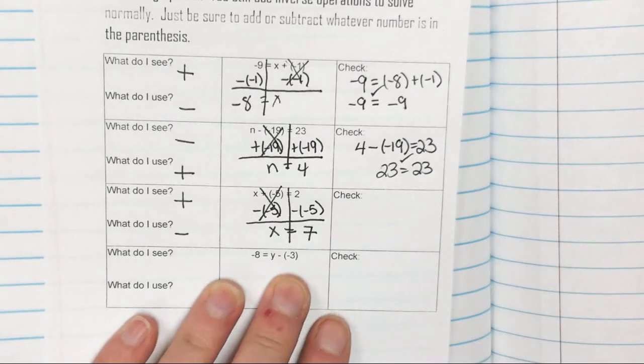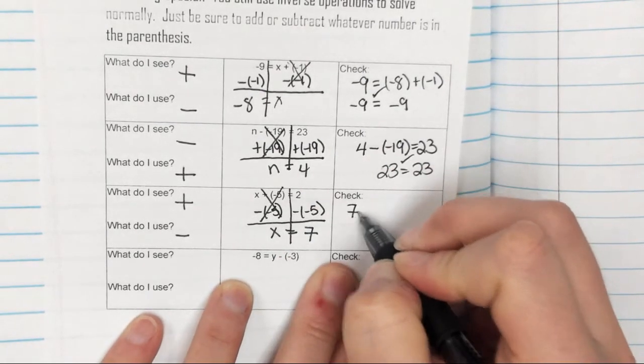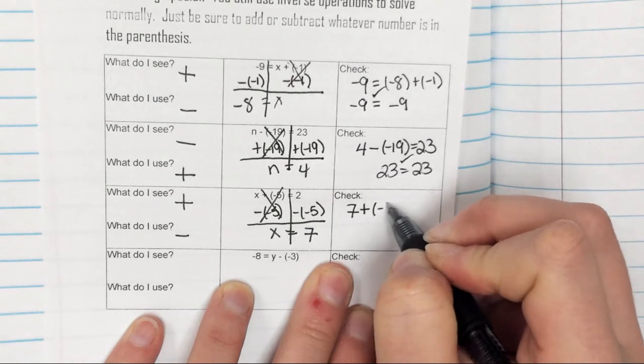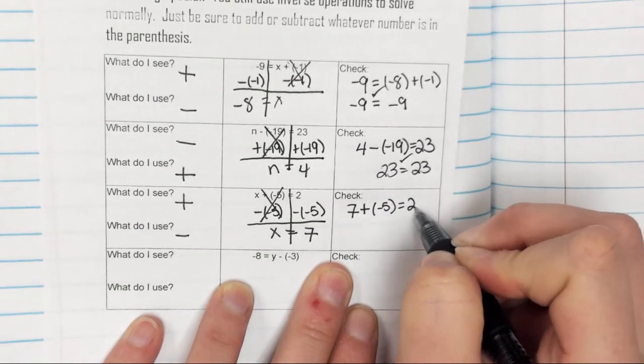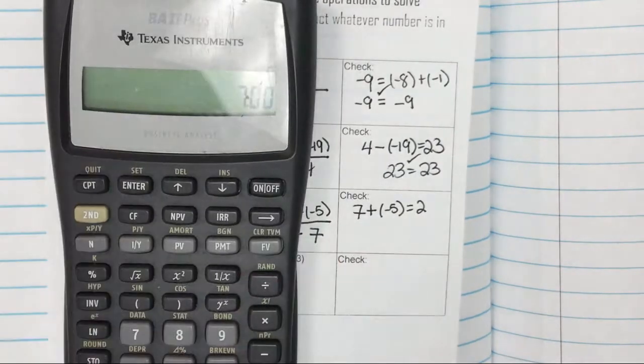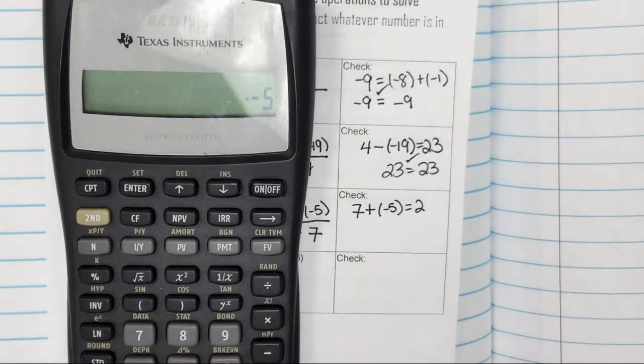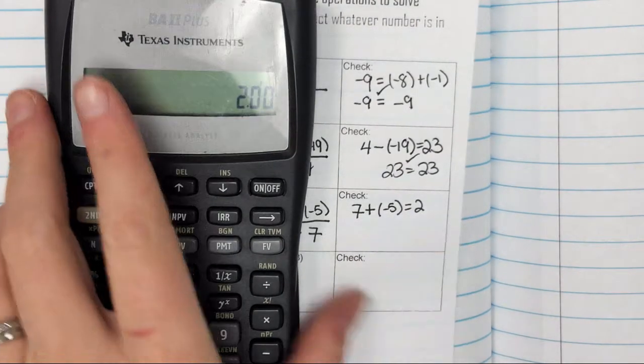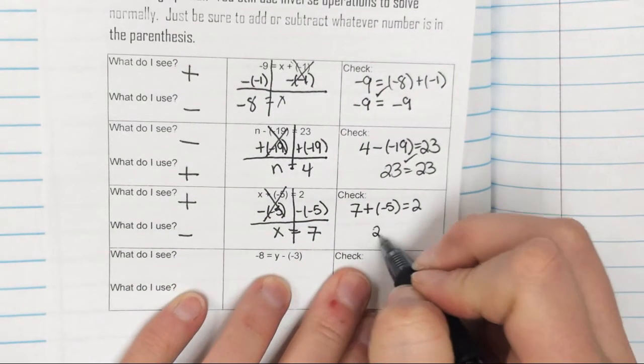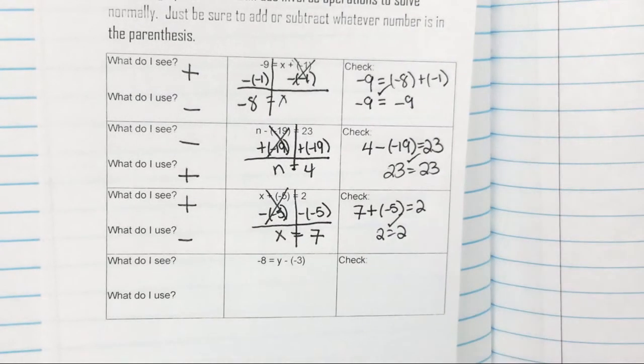So use your calculator. 2 minus negative 5 gives me a positive 7. So to check, again, I'm plugging in 7 for x, so 7 plus negative 5 equals 2. So I have 2 equals 2, and it checks.